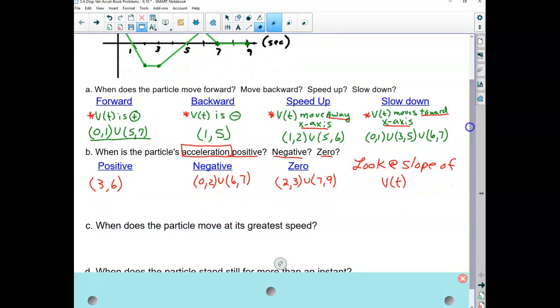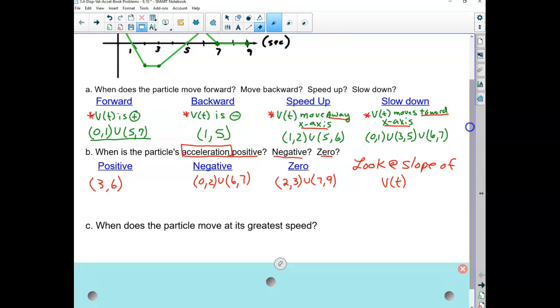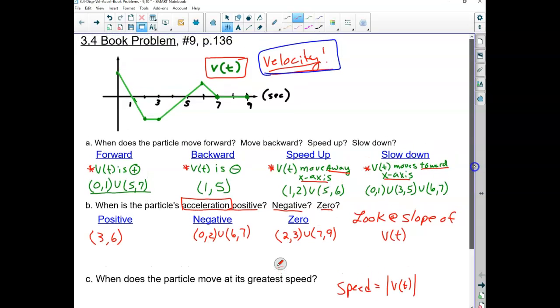Then, what's the next one we're going to do? When does the particle move at its greatest speed? Well, here we go. Remember, speed is the absolute value of velocity. So whenever my velocity is negative, that just means it needs to become positive. If I'm looking for the greatest speed, I am looking for the highest or the lowest points on my velocity graph.